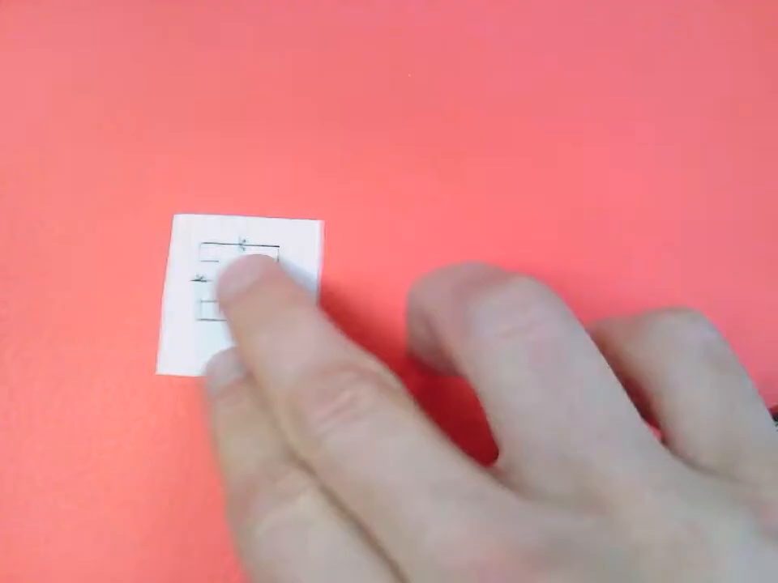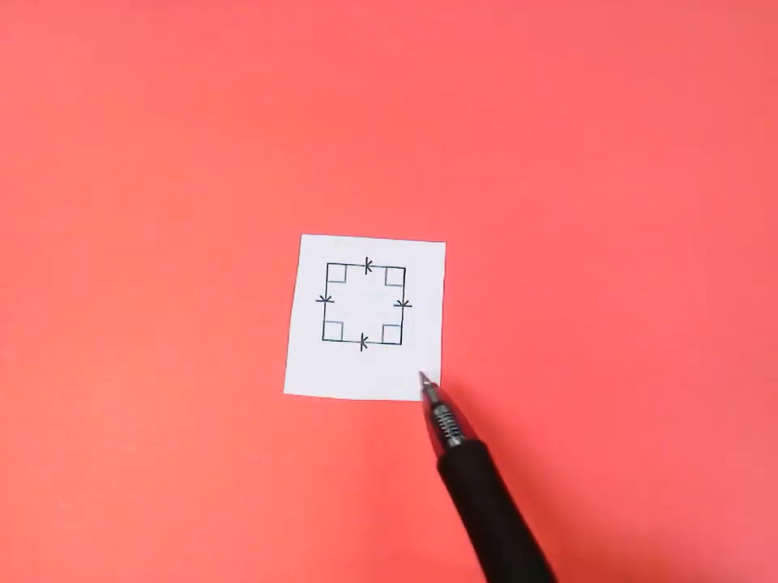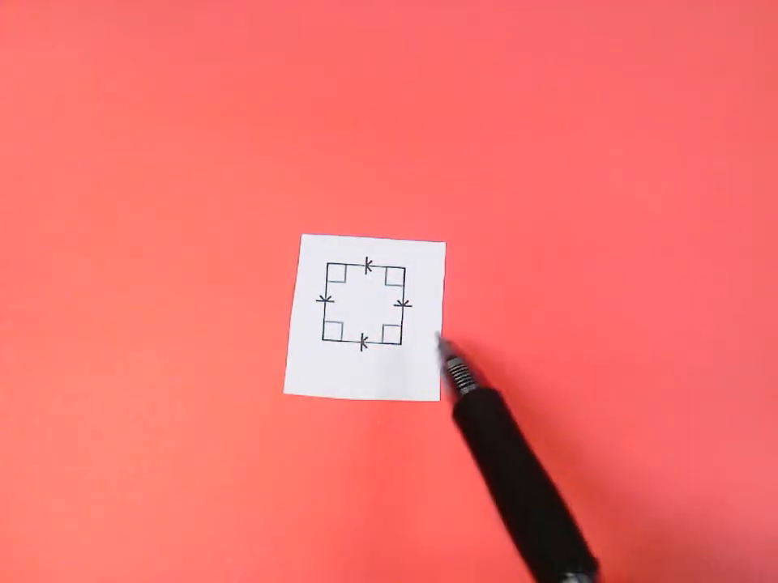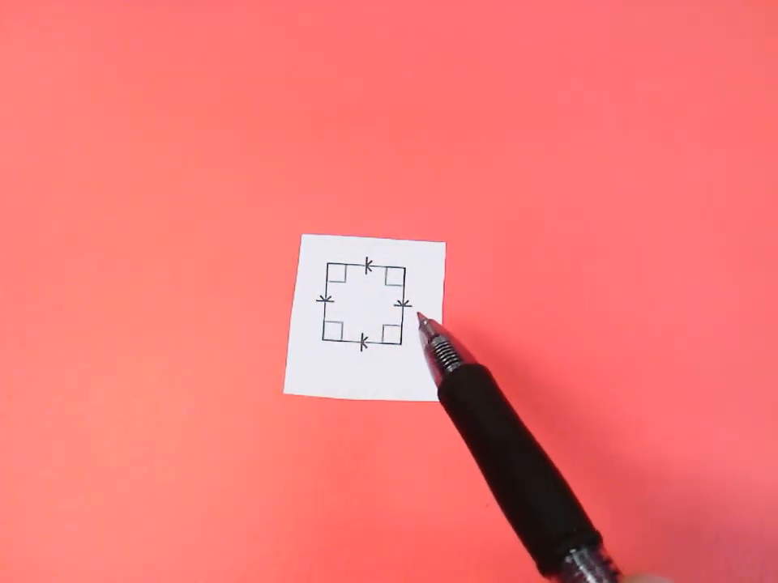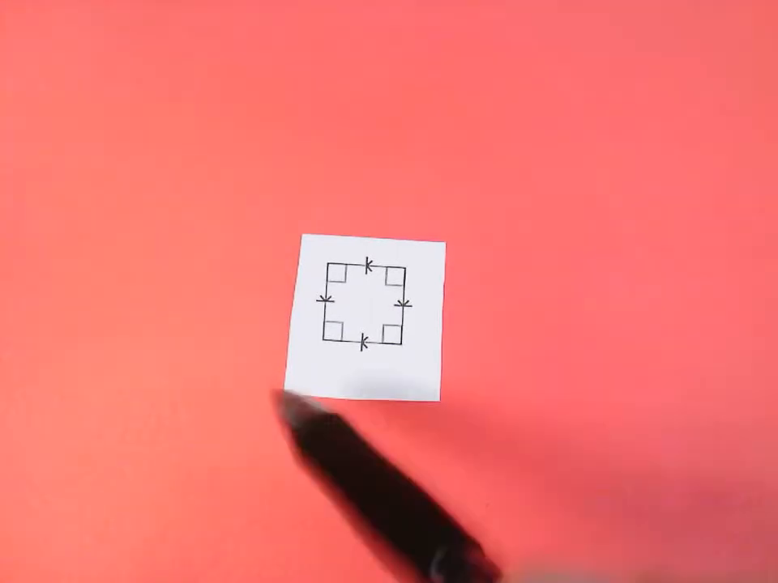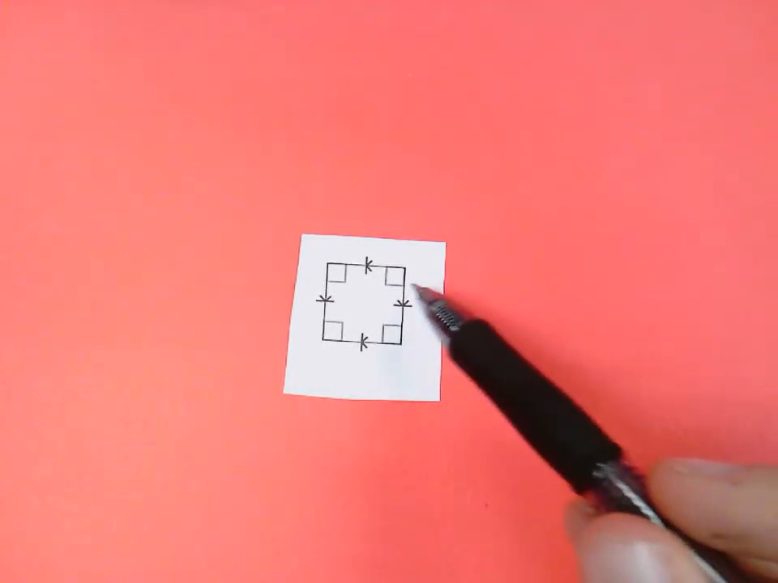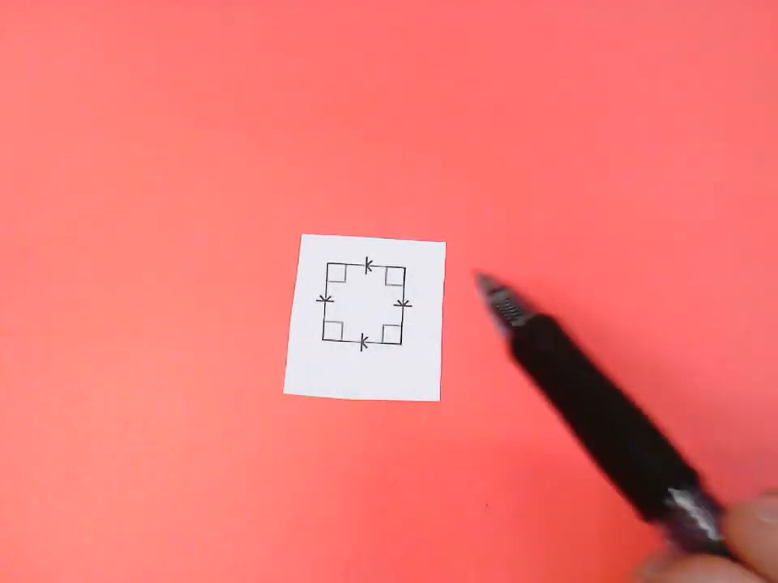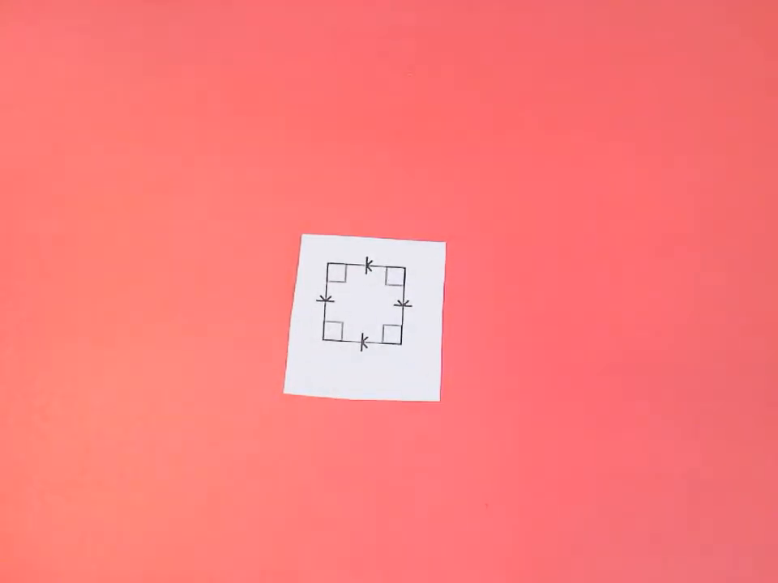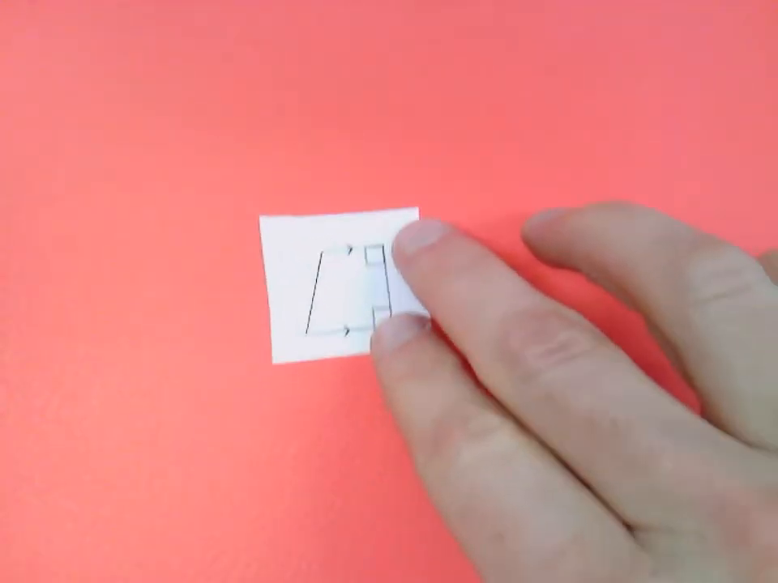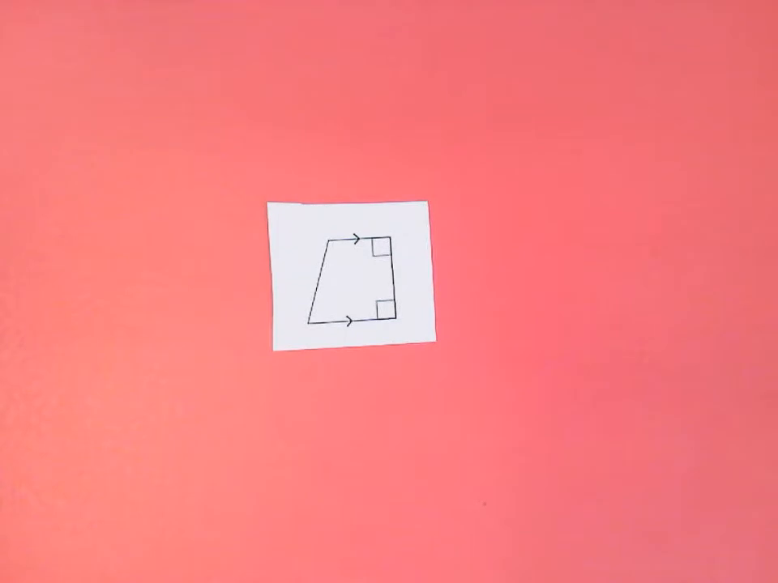And the only thing that a square can be is a square. Nothing else can be a square. A square is a quadrilateral with four right angles and all sides being the same length. And a trapezoid is a quadrilateral that has one set of parallel lines.